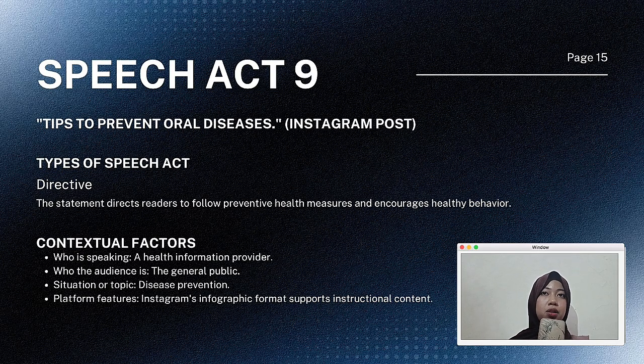Now, we have speech act number 9. "Tips to prevent oral diseases," coming from an Instagram post. This type of speech act is considered directive because the statement directs readers to follow preventive health measures and encourages healthy behavior. The one speaking is usually a health information provider, addressing the general public to prevent disease. This is also because Instagram's infographic format supports instructional content that is easy for everyone to understand.